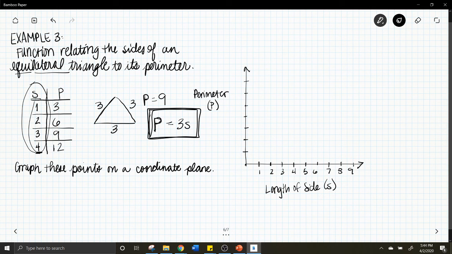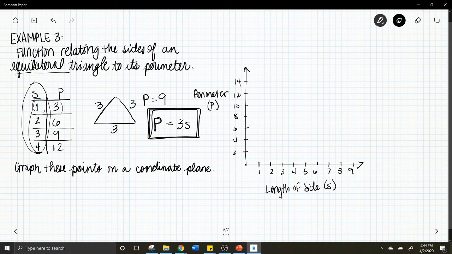I maybe made my graph a little too big. And then we go all the way from 3 to 12. So maybe we'll go by 2s. 2, 4, 6, 8, 10, 12, 14. Perfect. Okay. So our first ordered pair is going to be 1, 3.